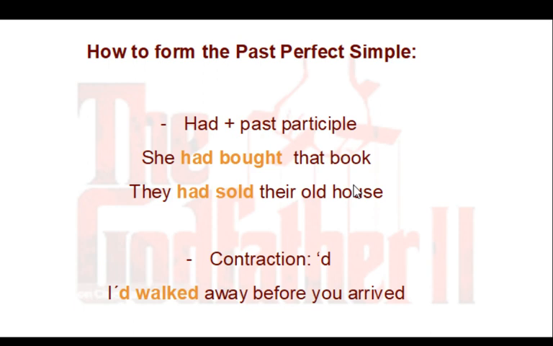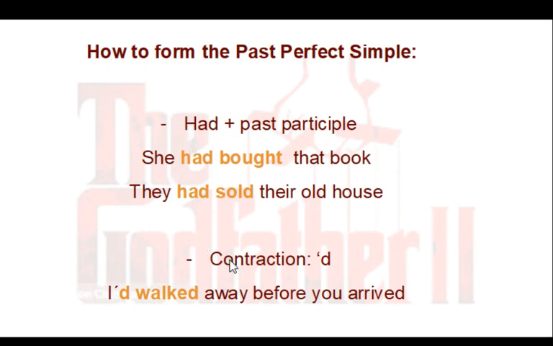Here we have a couple of examples. She had bought that book, or they had sold their old house. This case is easier than with the present perfect simple because we use had for both singular and plural, for every person. For first, second, third person, singular or plural, we always use had.